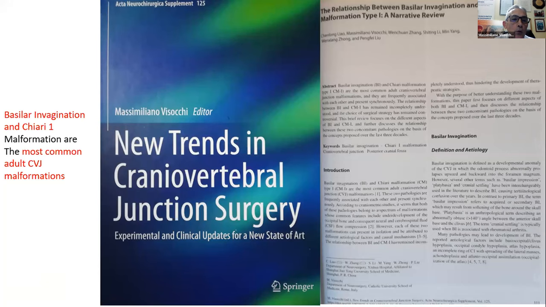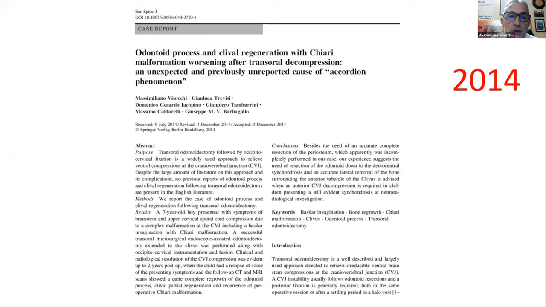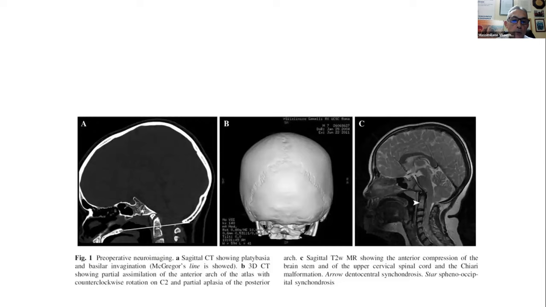basilar invagination and Chiari 1 is the most common association in craniovertebral junction malformation in adults. But does basilar invagination produce Chiari malformation through a mechanism of impinging and crowding the posterior cranial fossa? This is the proof. This is our observation from 2014. This is a young patient, 14 years old, harboring basilar invagination and Chiari malformation. And this is the pre-op CAT scan and MRI.